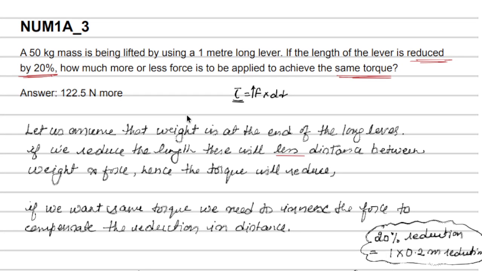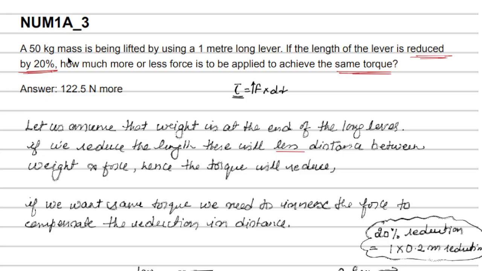Let's go for the third. A 50 kg mass is being lifted by using a 1 meter long lever. If the length of the lever is reduced by 20%, so we have reduced it by 20%, how much more or less force is to be applied to achieve the same torque? How much force do we need to apply?